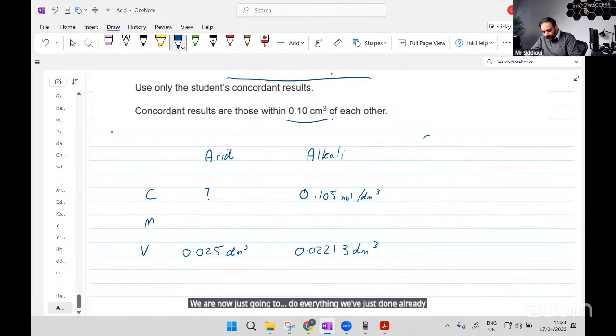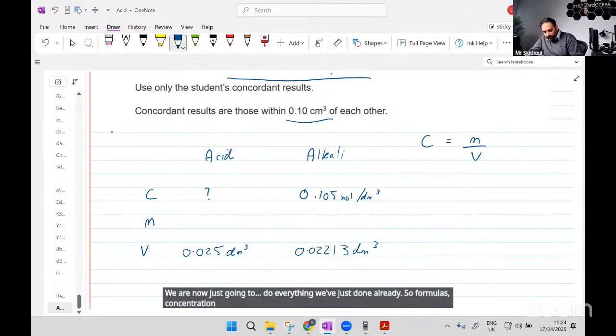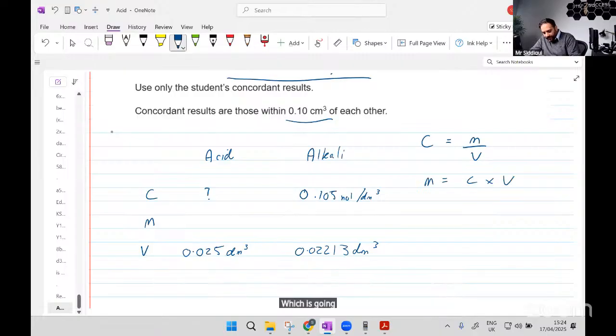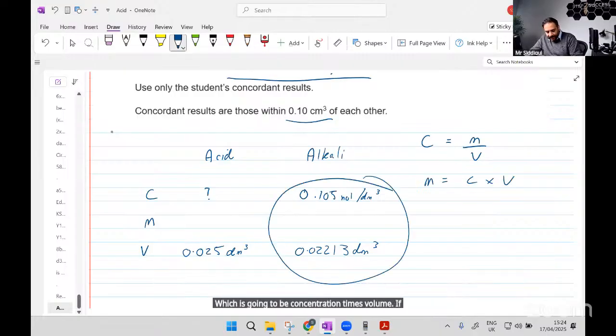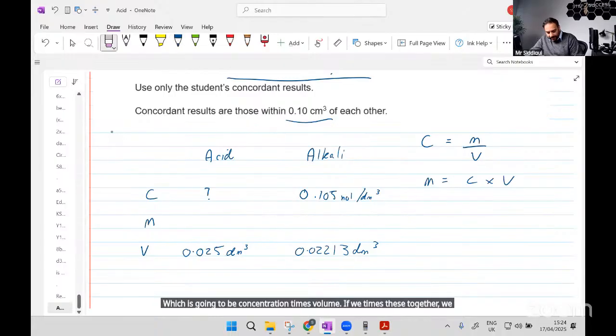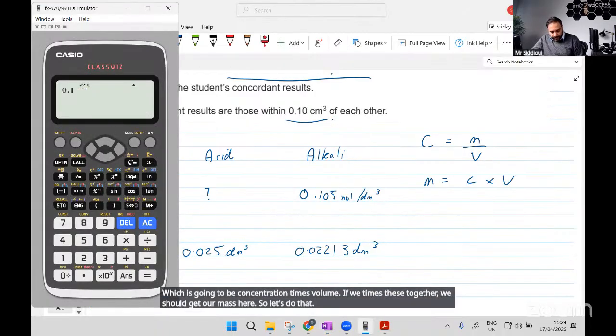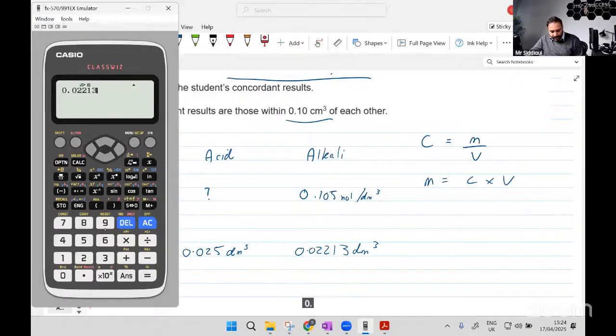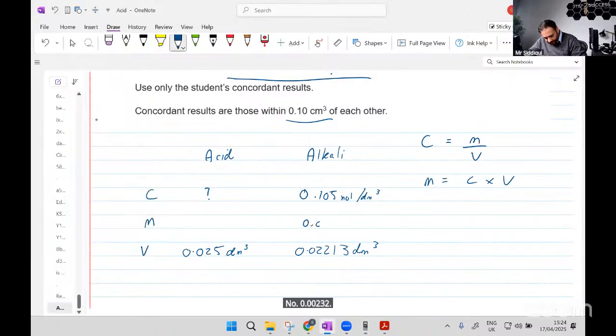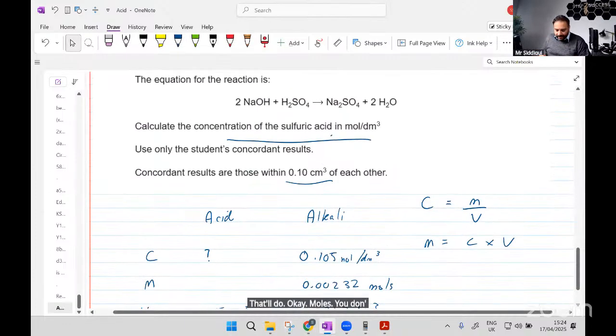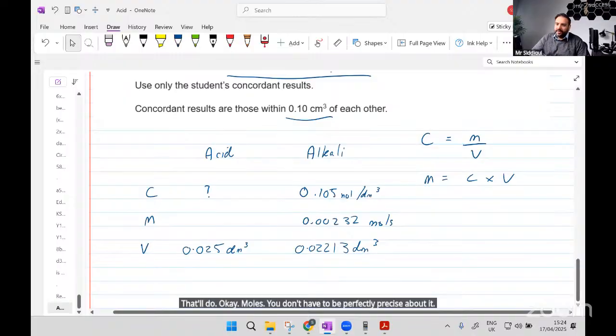Okay, so formulas: concentration is mass over volume. We want to work out this mass over here, which is going to be concentration times volume. If we times these together, we should get our mass here. So let's do that. 0.02213 times, this is going to be really small, isn't it? 0.00232. That'll do. Okay, moles. You don't have to be perfectly precise about it. So 0.00232 moles.